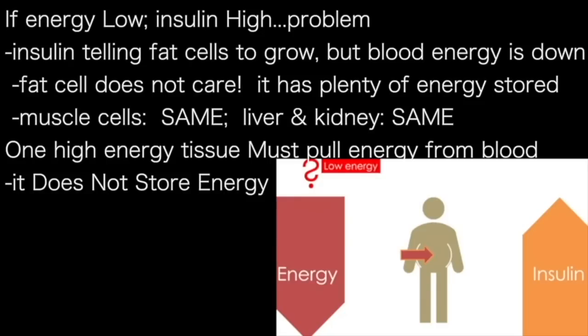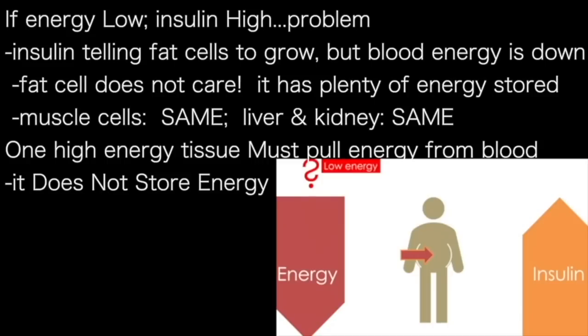So now the fat cells are being told to grow, all while the total amount of energy in the blood is starting to go down. The fat cell doesn't care. It has plenty of energy stored. Even muscle cells don't really care. Muscle cells have a lot of energy stored as glycogen and fat. The liver's got plenty of energy. The kidneys have their own glycogen reserve. They can handle a little bit of reduction in energy in the blood.